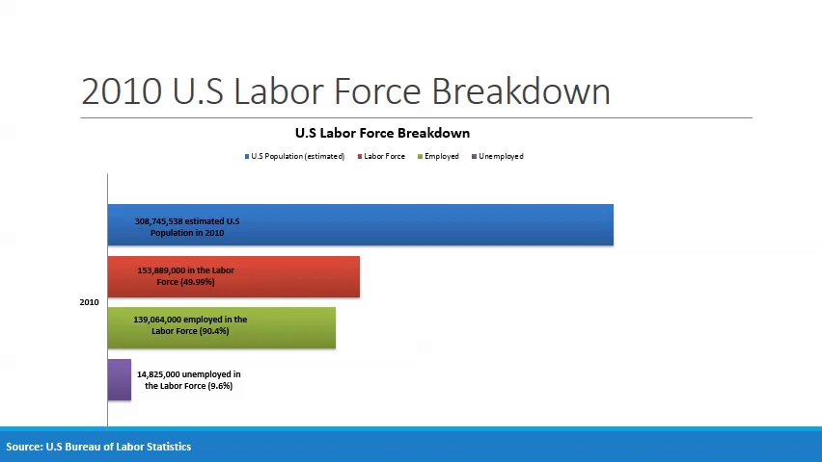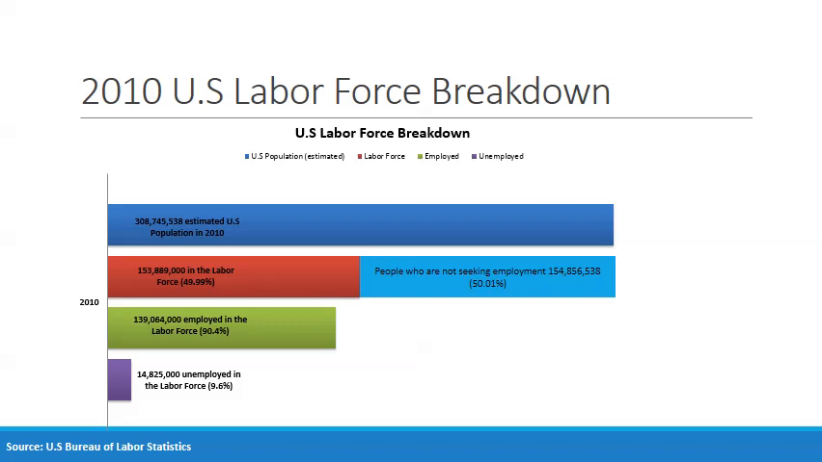So on this slide, we can look at the 2010 U.S. labor force breakdown. What you'll notice here is that in the population of just over 300 million, 49.99% are in the labor force. So essentially, half the people in the country are not seeking employment, so they don't work, while the other half are. Now, what's interesting is when we get down here to the green, the number of people who are actually employed. 90.4% of the labor force had a job in 2010. 9.6% were looking for a job.